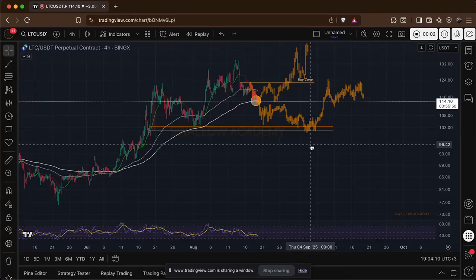Welcome back to another technical analysis, and today's topic is going to be LTC coin.